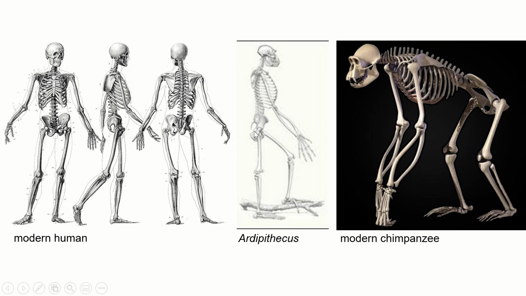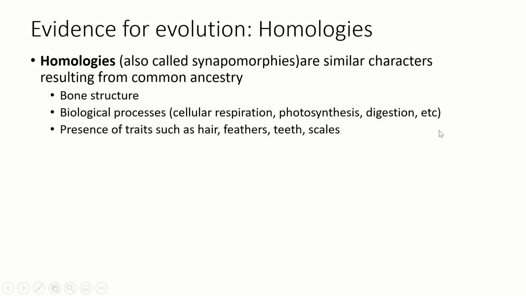The pelvis on Ardipithecus is not as tall as the pelvis on a chimpanzee and is oriented more like the smaller pelvis of humans. The skull has the opening for the spinal cord more at the bottom, whereas a chimpanzee skull has the opening for the spinal cord more at the back. So there are similarities between both because all of these organisms have a common ancestor.